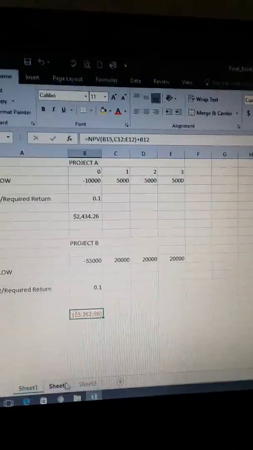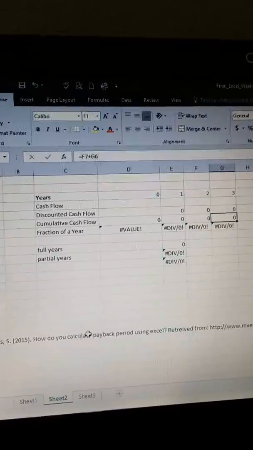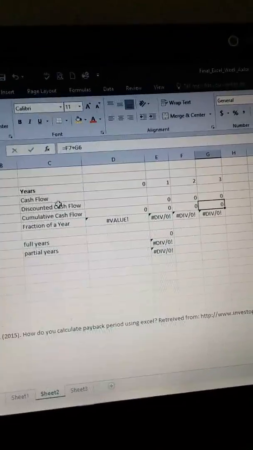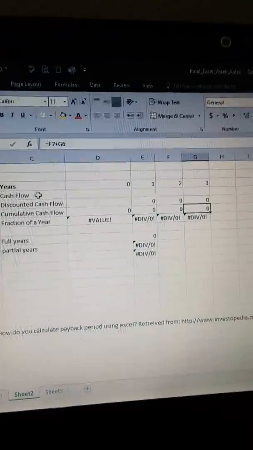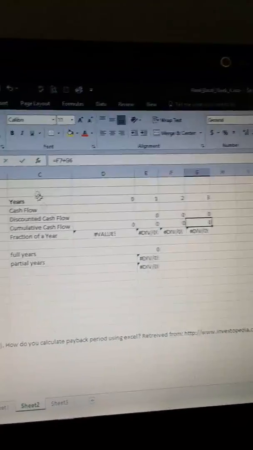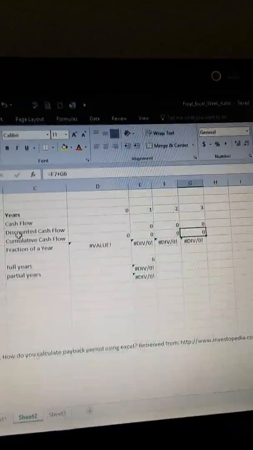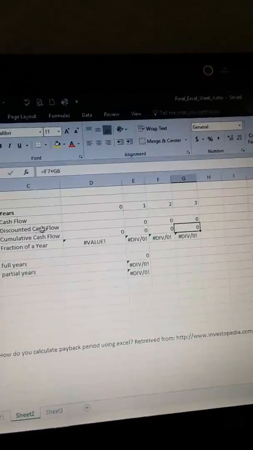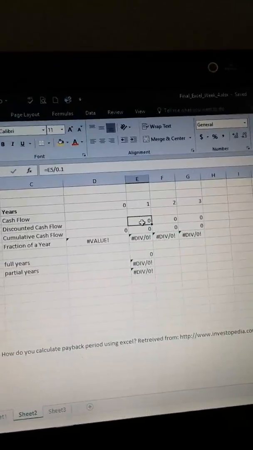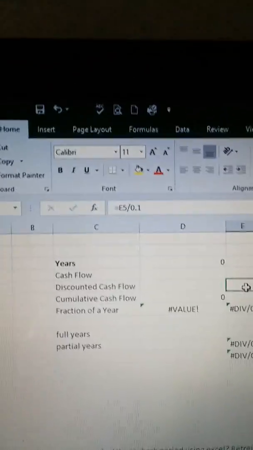So on this question, we're being asked the same thing. We have the same two projects, but we're being asked, if we use the payback method, which of these projects we would accept. And so I've set up the PowerPoint here with just our years again and our cash flow again, but we also have our discounted cash flow. And the discounted cash flow is just going to look like that.